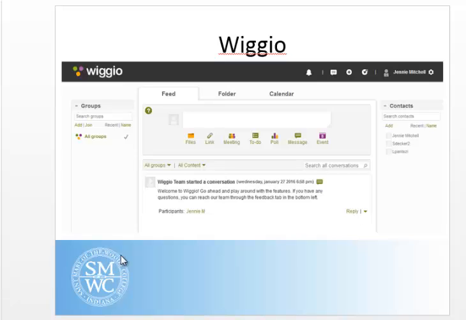This is the Wigio that I was talking about. Wigio is a great product for groups. You can set up a Wigio and add people to it with just email addresses, and as you can see, you have files you can put together. You can set up meetings and to-do lists. You can have polls. You can do messages. Wigio even gives you a conference call number that you can share.